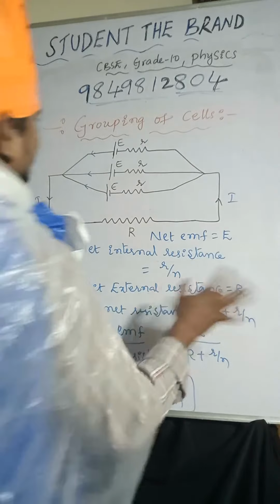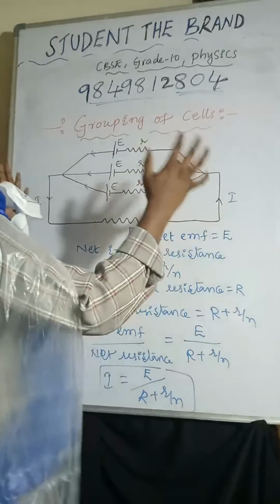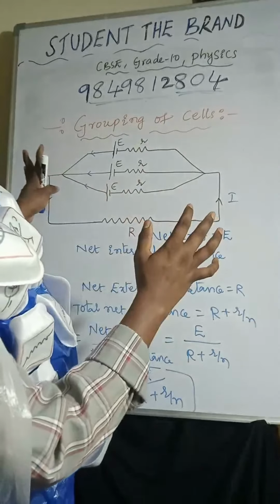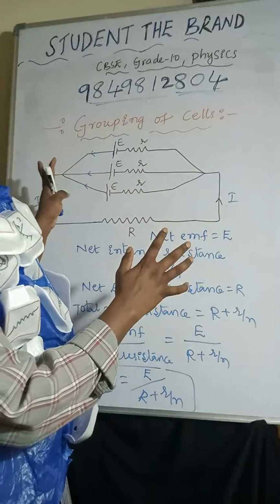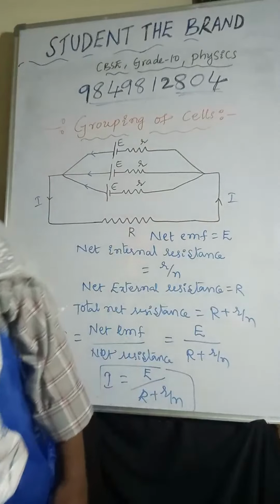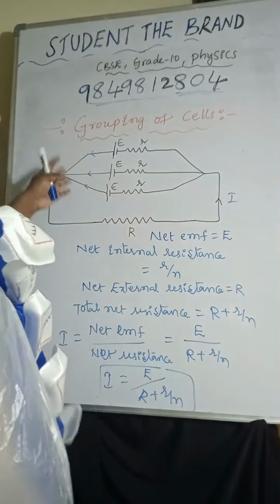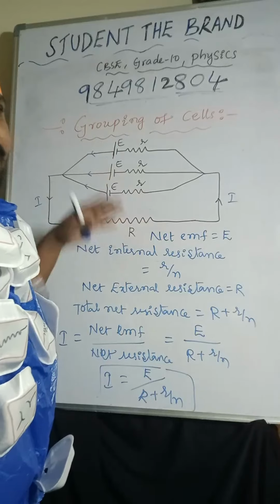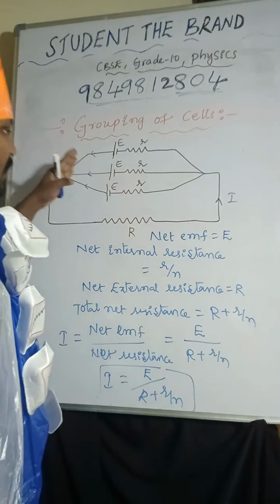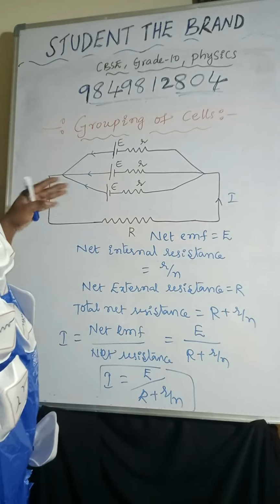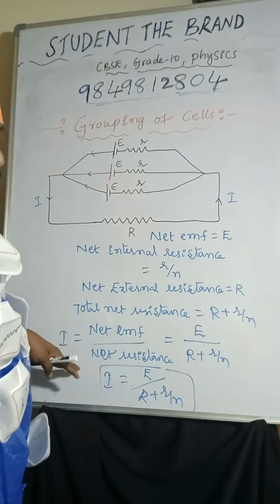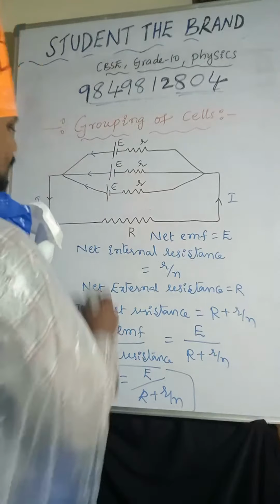Just check once. So this is the parallel grouping of cells. Next I am going to that: if cells with different EMF and different internal resistance are connected in the circuit, what is the total current? We'll see now.